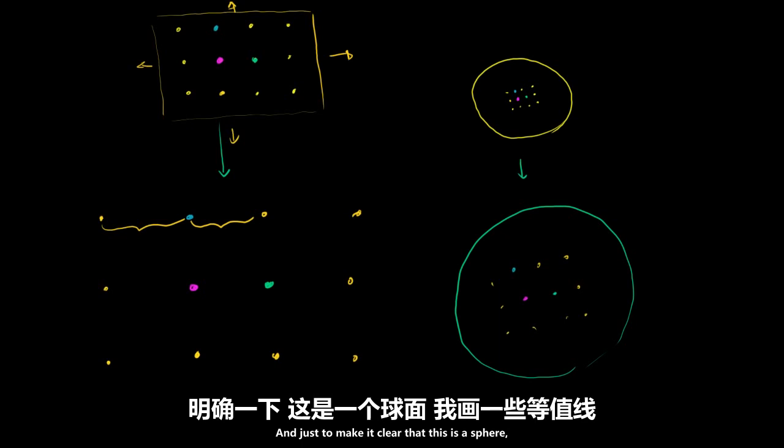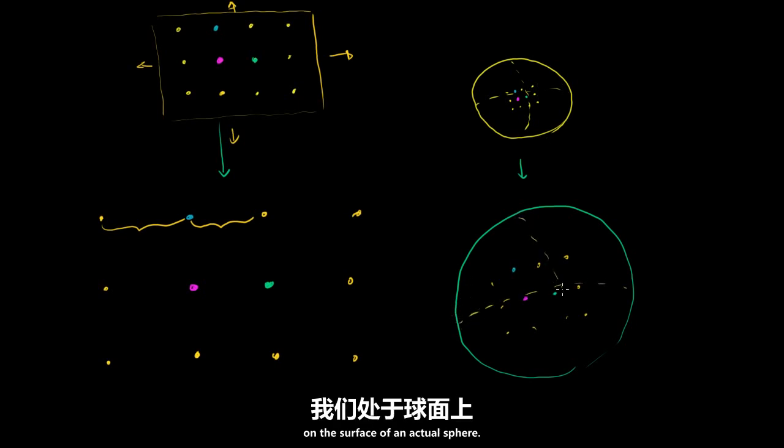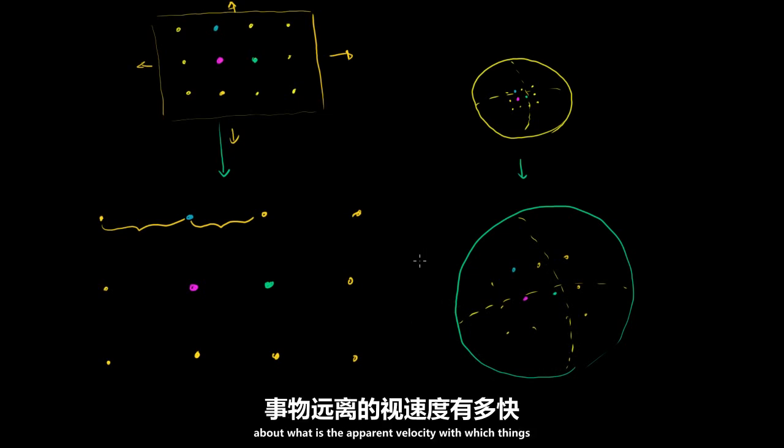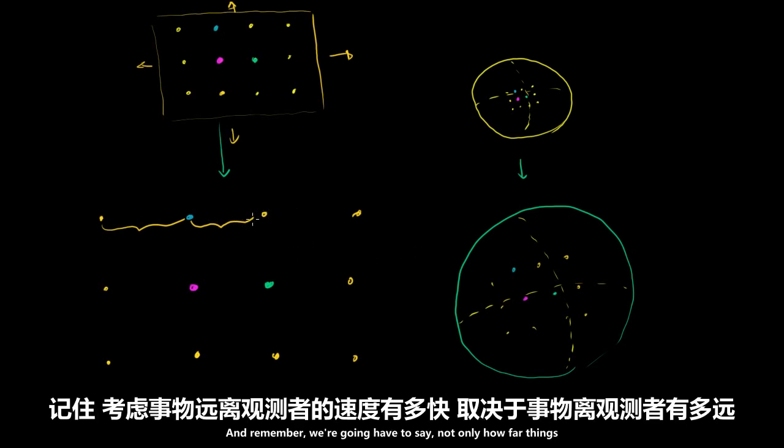And just to make it clear that this is a sphere, let me draw some contour lines. So this is a contour line. Just to make it clear that we are on the surface of an actual sphere. Now, with that out of the way, let's think about how fast, or what is the apparent velocity with which things are moving away. And remember, we're going to have to say not only how far things are moving away, but how far they're moving away from us, the observer, depending on how far they already are.